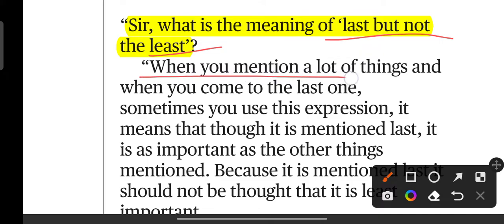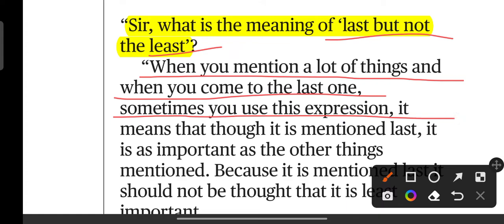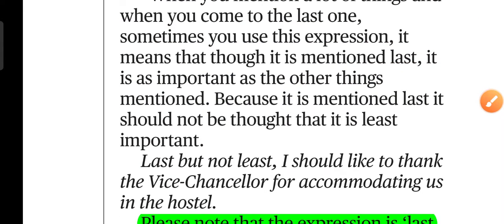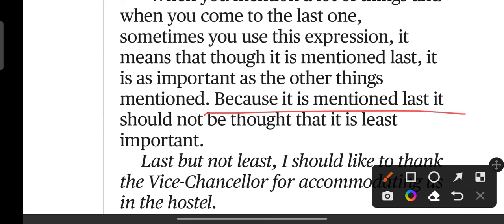Okay, when you mention a lot of things and when you come to the last one, sometimes you use this expression. It means that though it is mentioned last, it is as important as the other things mentioned. Because it is mentioned last, it should not be thought that it is least important.